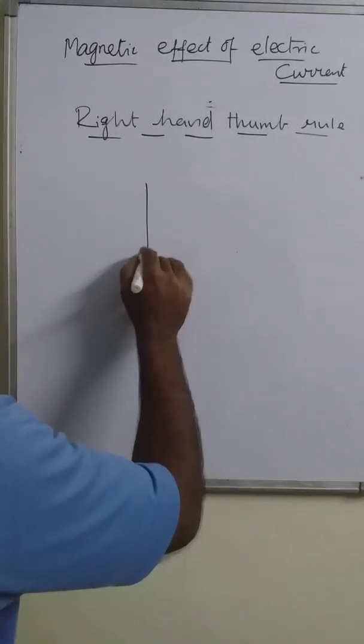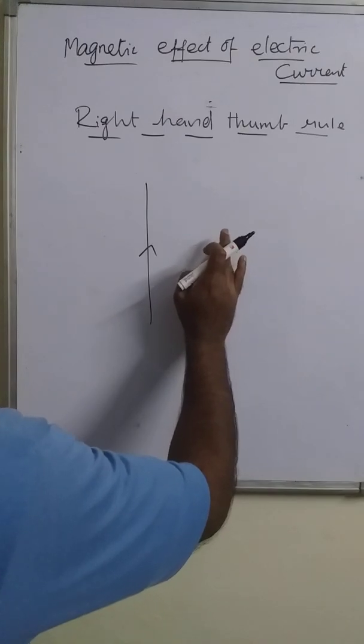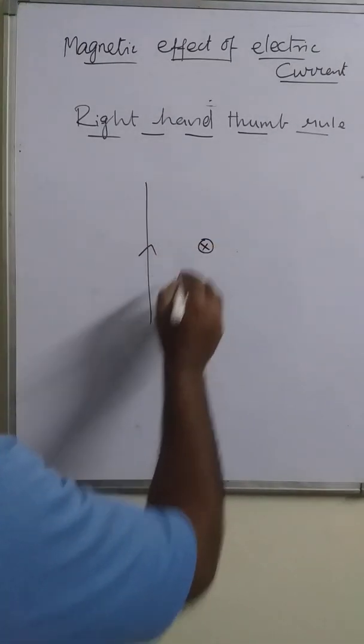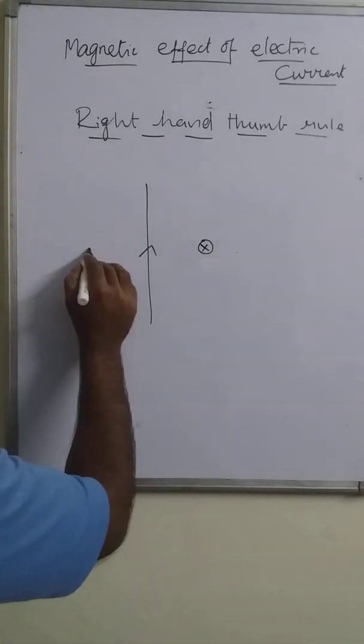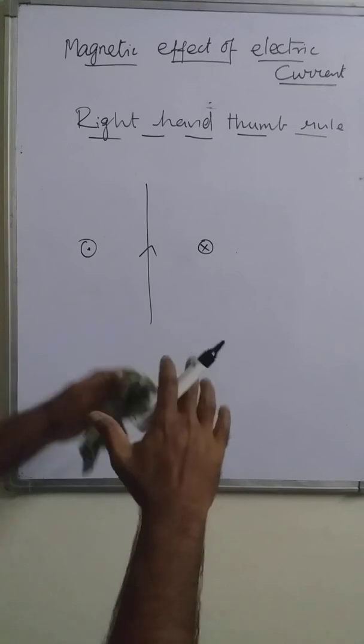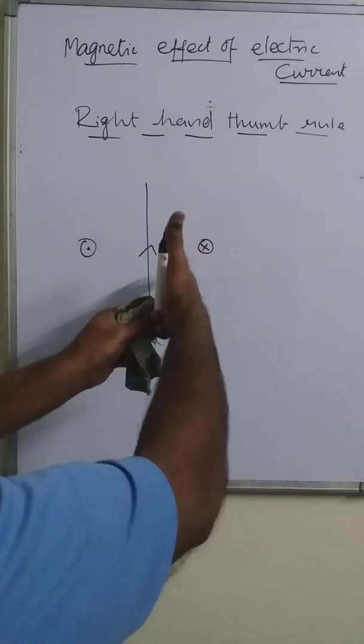This is a straight current carrying conductor. What is the direction of magnetic field on this side? That is cross magnetic field. Here, the dot magnetic field. This is determined by using the right hand thumb rule. Take this conductor in your right hand.